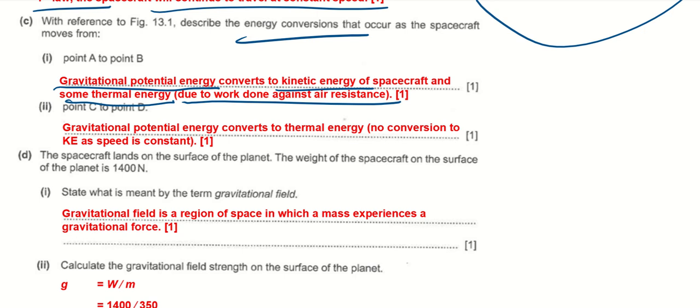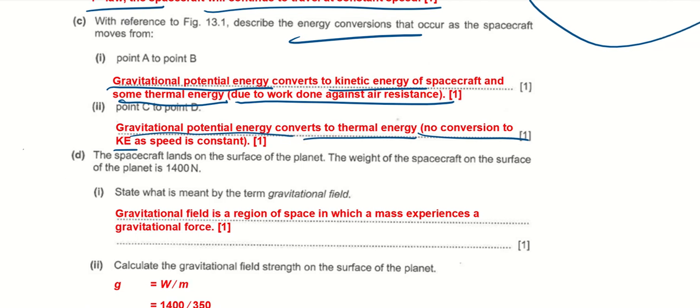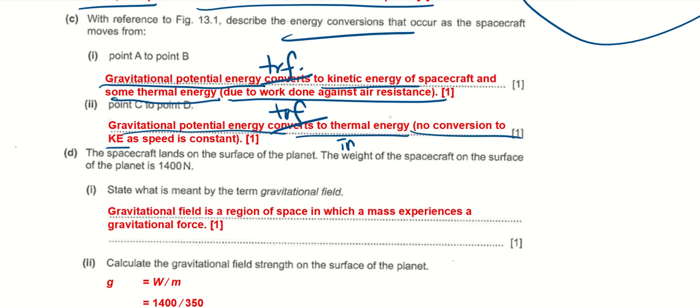From C to D, we know that the speed is constant, right? So therefore, you cannot say that there is conversion to KE. There is no conversion to KE. So the gravitational potential energy converts to thermal energy or internal energy of the surroundings. We cannot use convert, you must use transfer, okay? This is before the syllabus change. It transfers to internal energy of the surroundings and also the spacecraft.